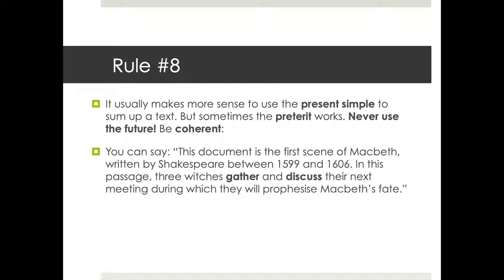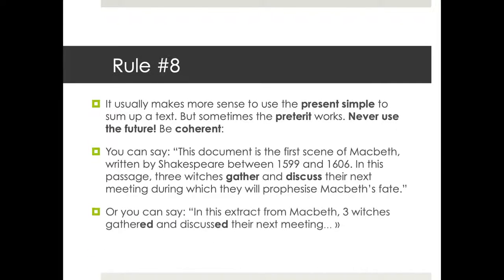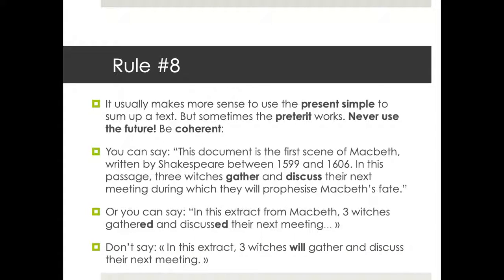For example, you can say, this document is the first scene of Macbeth, written by Shakespeare between 1599 and 1606. In this passage, 3 witches gather and discuss their next meeting, during which they will prophesize Macbeth's fate. You see, the verbs in bold characters are in the present. I use the future only because I'm referring to a scene that will take place later on. So that makes sense. You can say, in this extract from Macbeth, 3 witches gathered and discussed their meeting using the preterite. Sounds a bit weird though. But you can't say, in this extract, 3 witches will gather and discuss their next meeting. This is just not possible, so forget it, please.